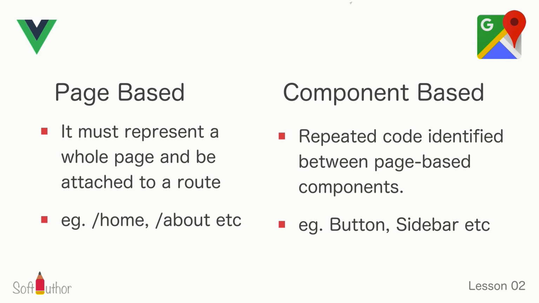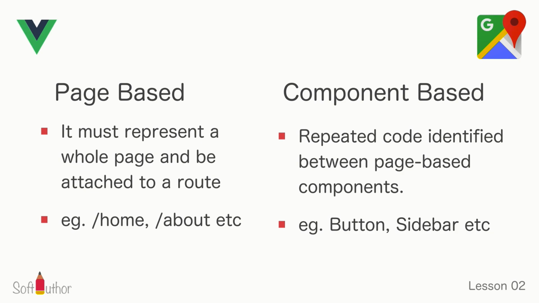On the other hand, whenever you have a piece of code that is repeated in more than one page-based component, or repeated multiple times inside a single page-based component, which is the indication that the piece of code can be a separate reusable component created inside the components folder. For example, navigation bar, buttons, input fields.